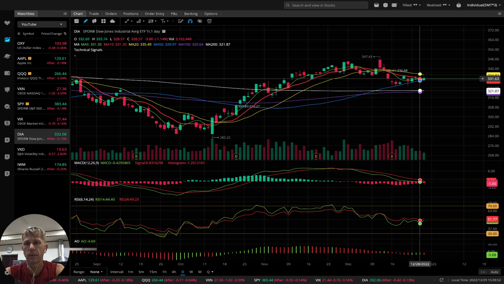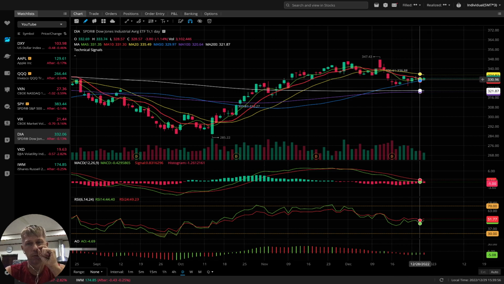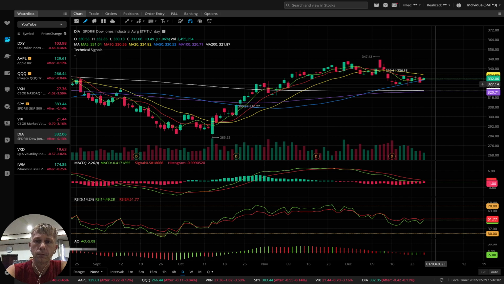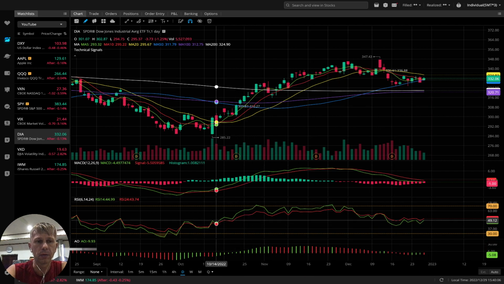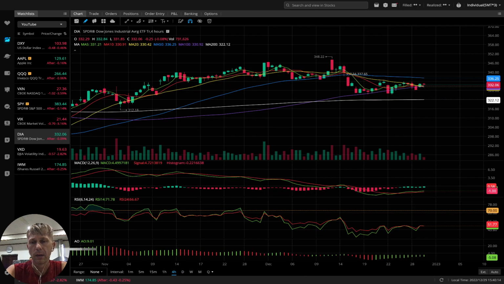Let's see if the market can do bearish crossover over MA50. So far, it couldn't. Still bearish trend on Dow Jones on daily time frame. Let's move to 4 hours.